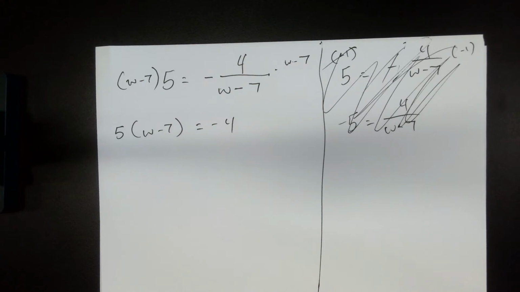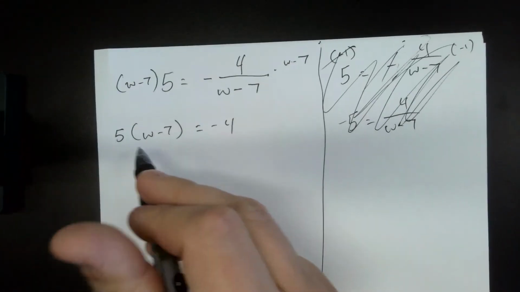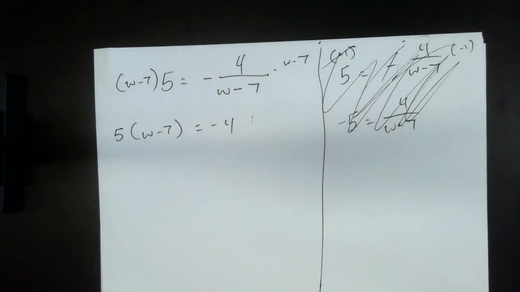Is there another way, like, you can do 5 times w minus 7, then you can do negative 4 times 1? Would that work? If that's the exact same thing as that. 5 times w minus 7, negative 4 times 1 is the same thing, yeah.